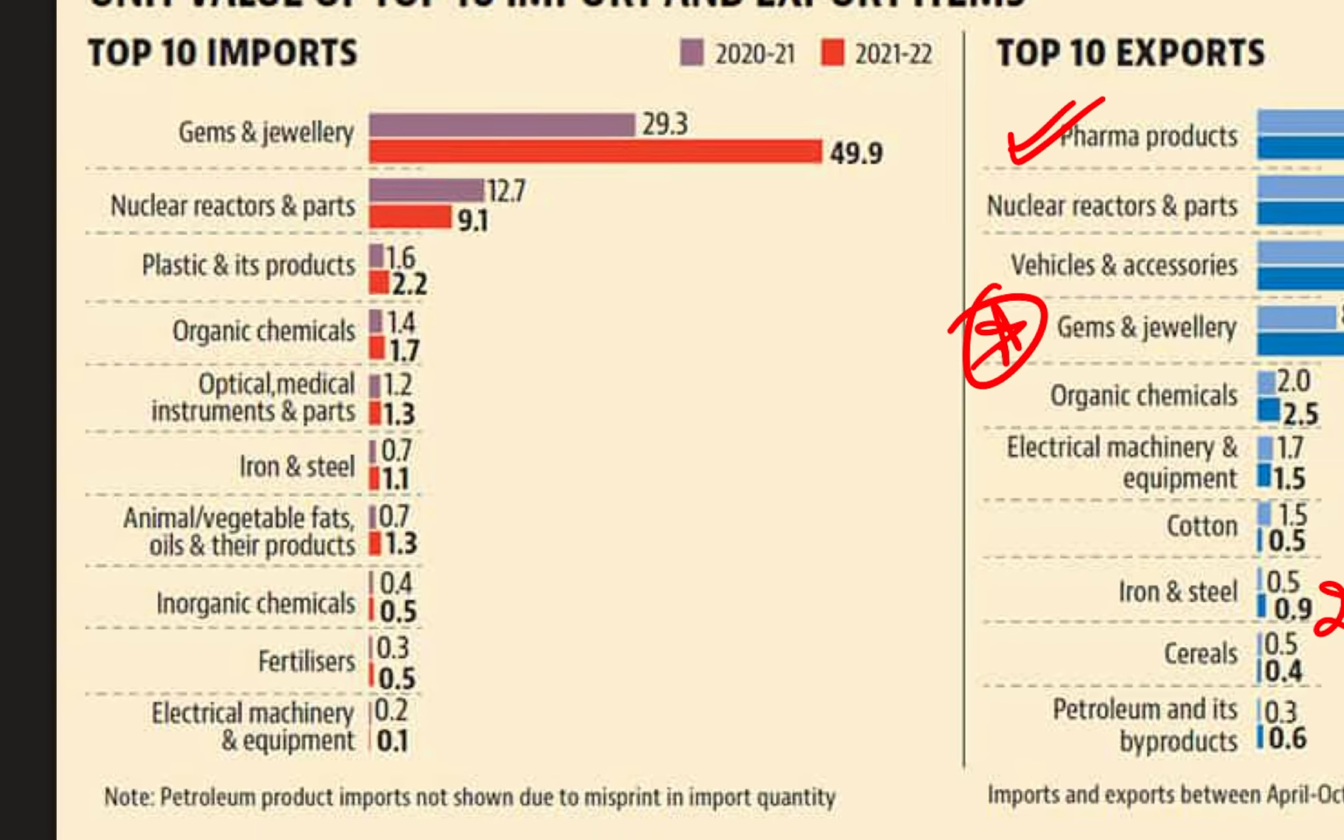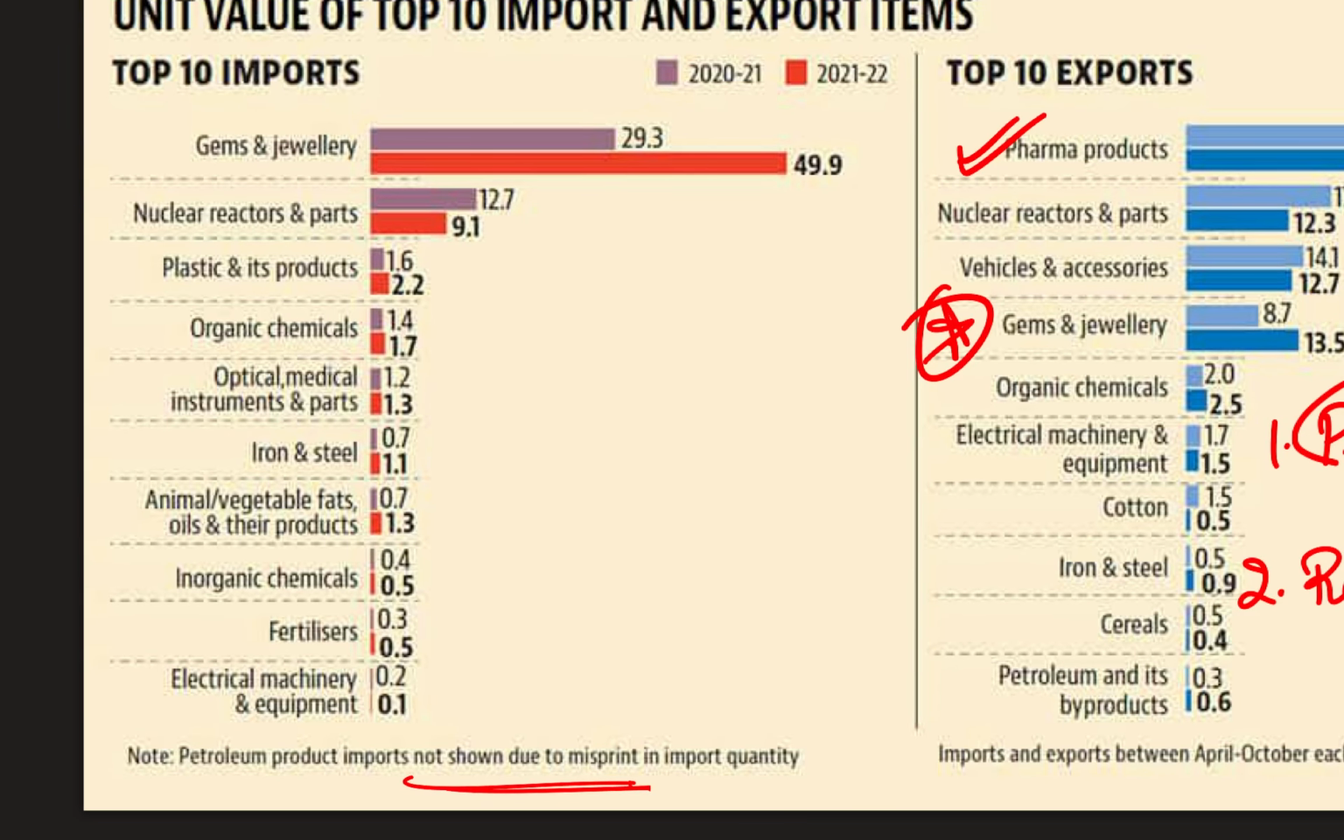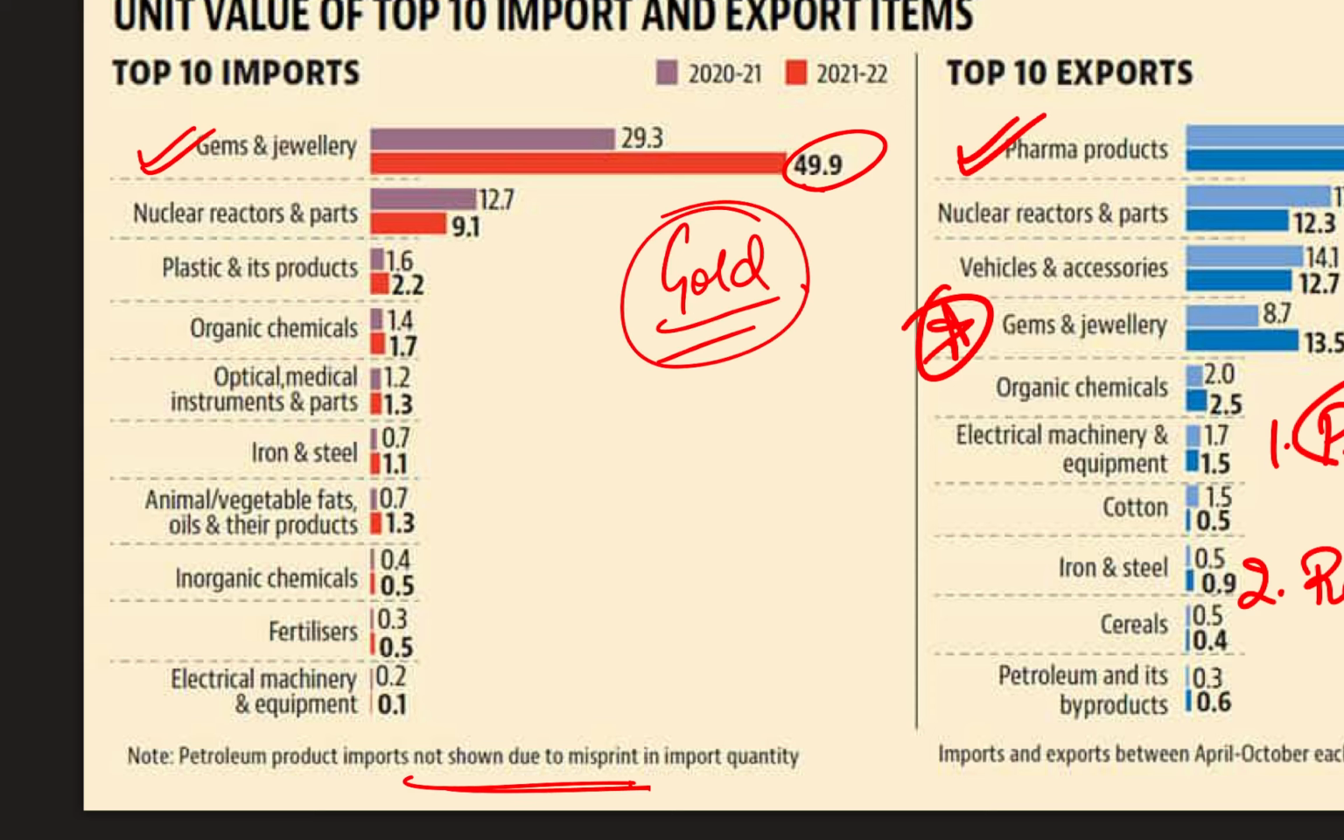When it comes to imports, again this is the non-POL category only. You can see that we import gems and jewelry, a very significant amount of that in 2021. Almost half of our imports come from gems and jewelry, very understandably gold. We will discuss the implication of this observation at a future point of time.